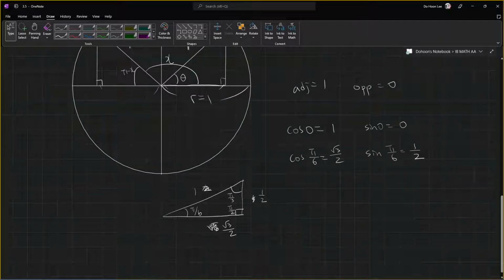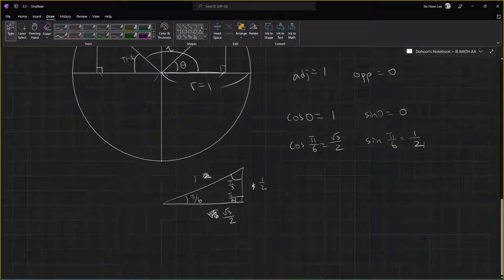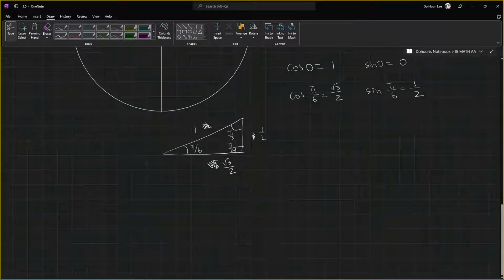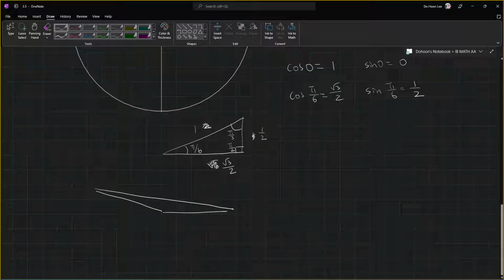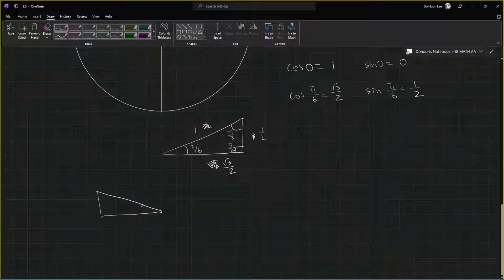Now, what if the angles get bigger than pi over 2? Let's suppose that we have an angle 5 pi over 6. It is an obtuse angle, so I have to make the triangle in the second quadrant. So our triangle would look something like that. And we don't want that kind of triangle, so we're just going to make a triangle like this. And we know that this is going to be pi over 6 as well.